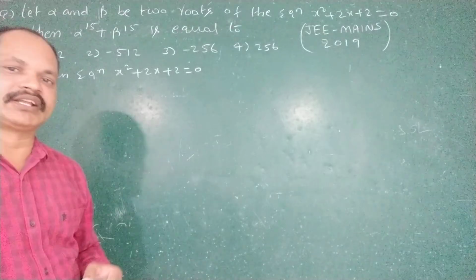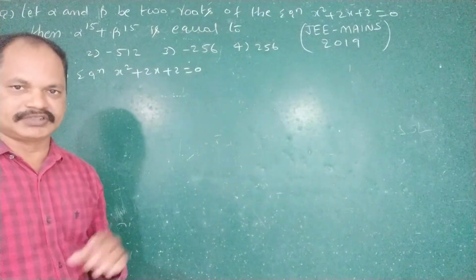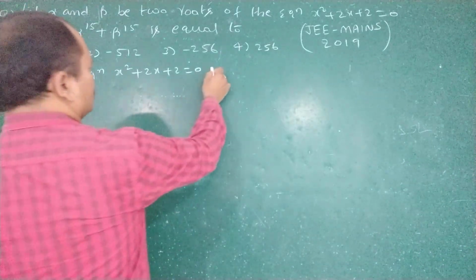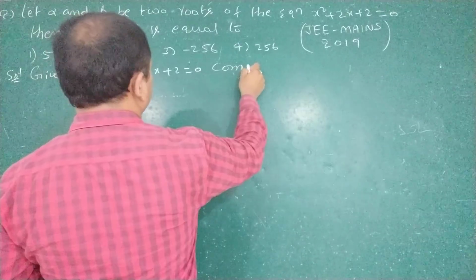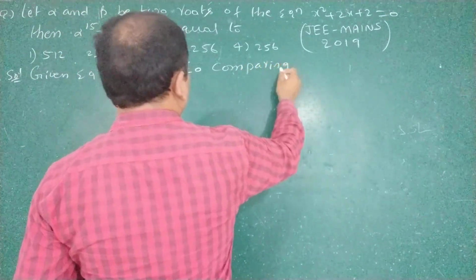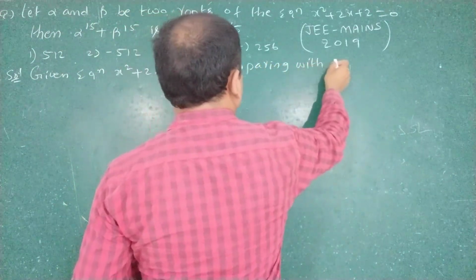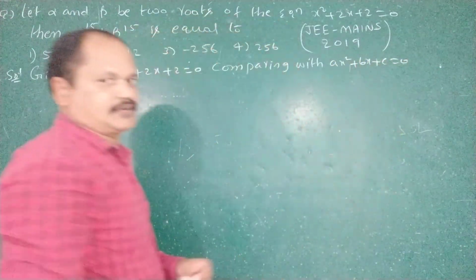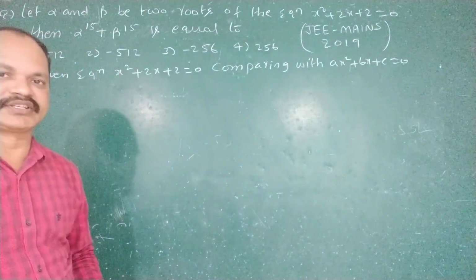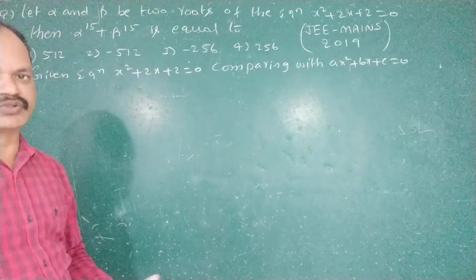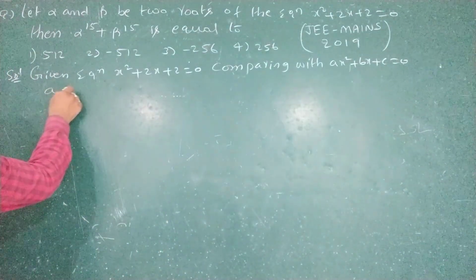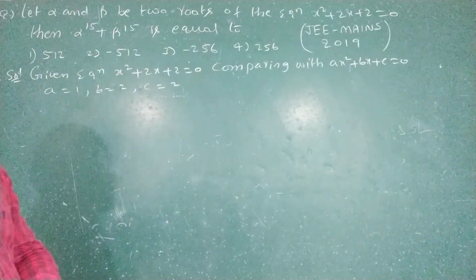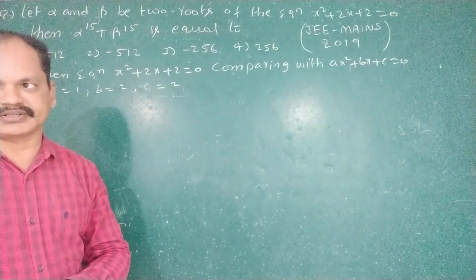So this is a quadratic equation in terms of x. We'll compare it with the quadratic equation ax square plus bx plus c is equal to 0, where a is equal to 1, b is equal to 2 and c is equal to 2. Now we have to find the roots for this equation.